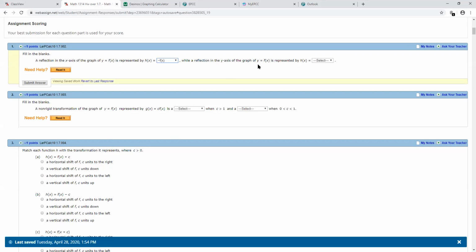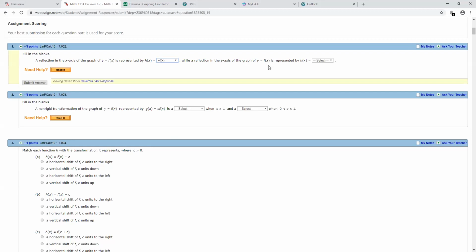While a reflection in the y-axis of the graph of y equals f of x is represented by h of x. And then again, reflection, multiplication of -1, but Megan, where are we going to have that multiplication of -1 when you reflect over the y-axis? Outside the function or inside? Inside with the x. Excellent. And that would be which one? The second one? Yes. Okay.